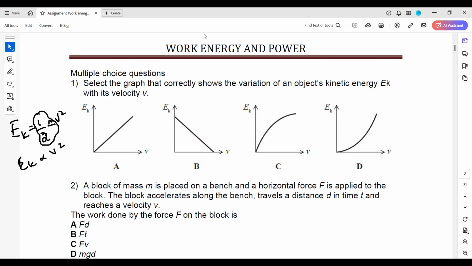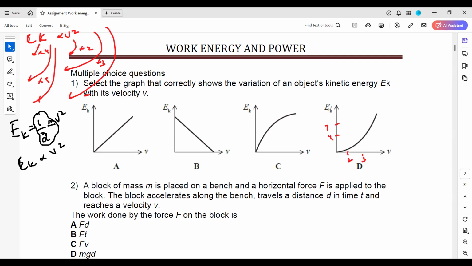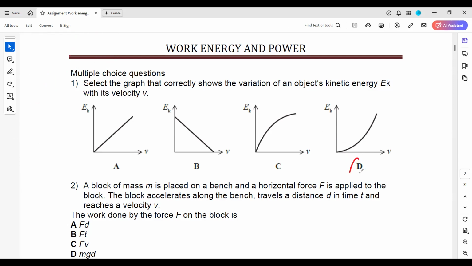So what does it show? The kinetic energy is directly proportional to speed square. It shows that if the speed is doubled, kinetic energy will be 4 times. If speed is 3 times, kinetic energy will be 9 times. If speed is 4 times, kinetic energy will be 16 times. So which graph shows that if you double the speed, kinetic energy becomes 4 times, and if you triple the speed, kinetic energy becomes 9 times? It matches with option D. So D is the right answer for this.